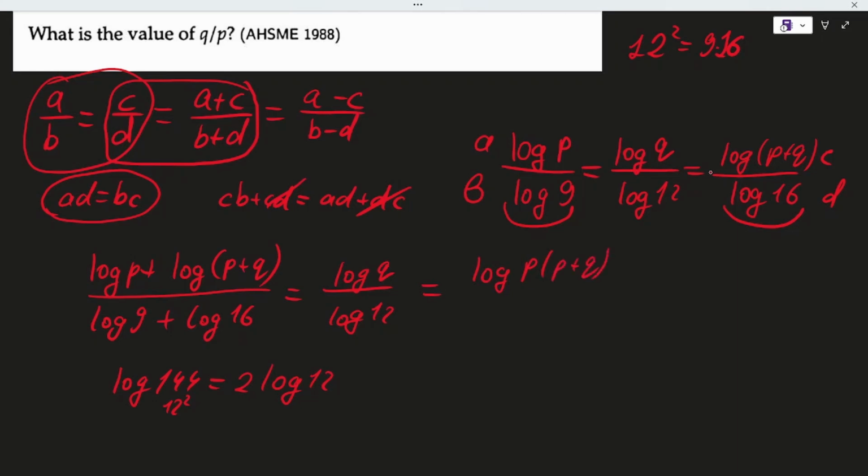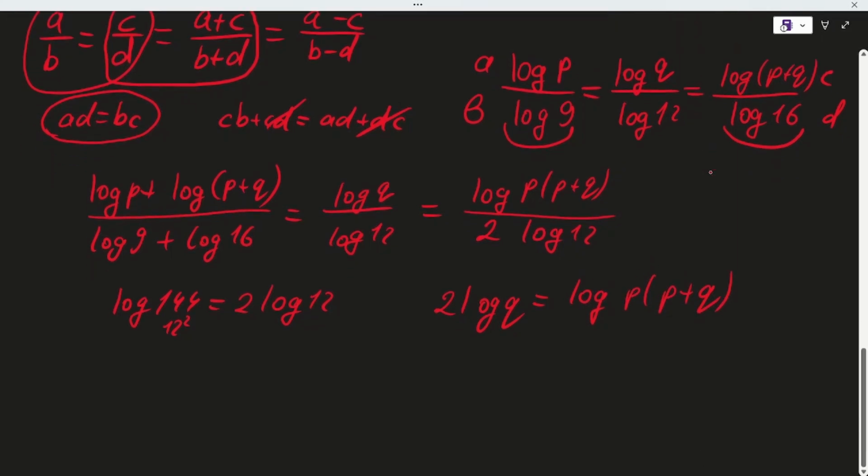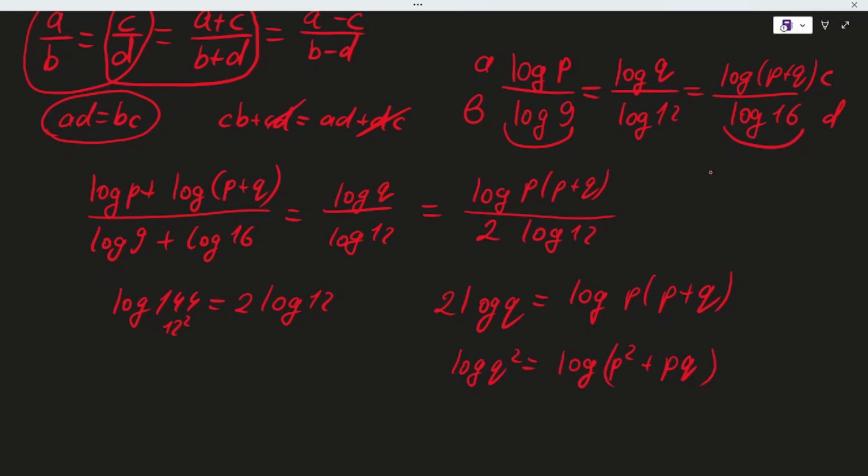Here we are using the second property, and the bottom one will be 2 log 12. Here we can easily see that if we take the cross product, the log 12 part cancels and we get 2 log q equals log of p times p plus q. 2 log q is just log q squared, and this equals log of p squared plus pq. And if the logarithms are the same, clearly this means that the numbers are themselves the same. So q squared will be p squared plus pq.